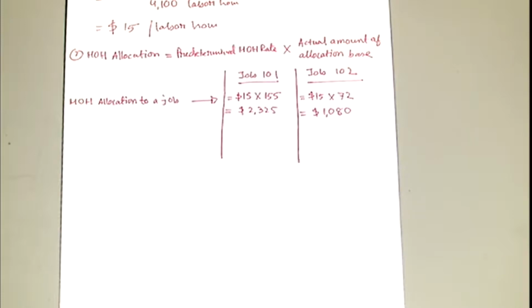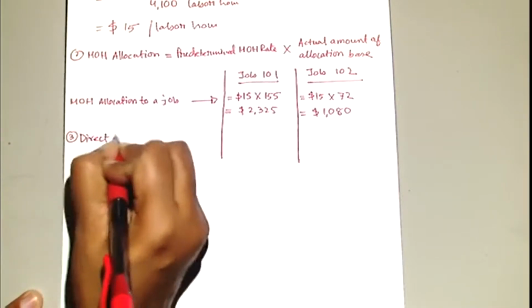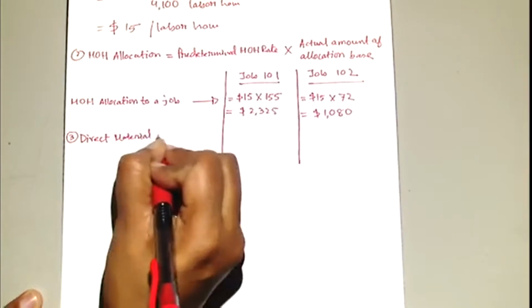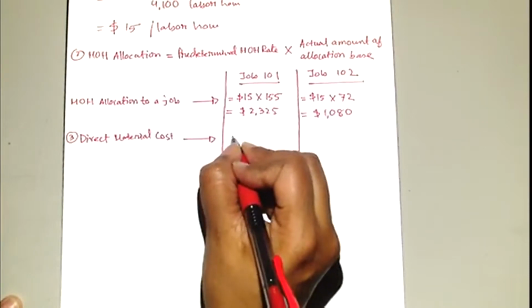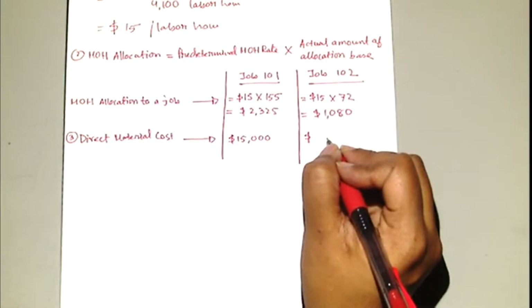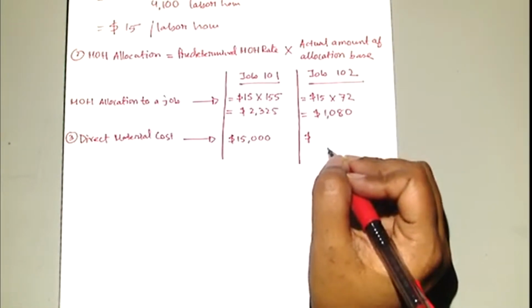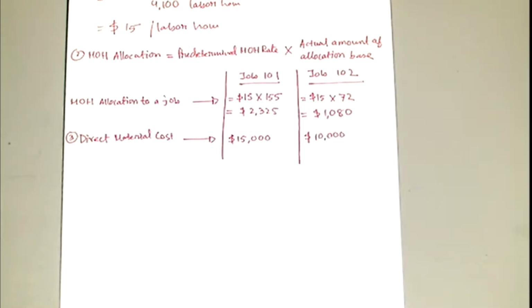So whenever I ask you the cost of any job, cost of any product, 3 types of cost: material cost, labor cost, and overhead cost. Now, is there any information about your material cost? What is your direct material cost for job 101? Someone please read it and tell me. It's 15,000. Thank you. And for job 102, how much is your direct material cost? 10,000, Adam. Thank you.